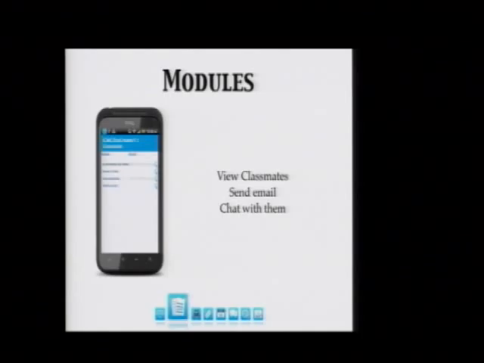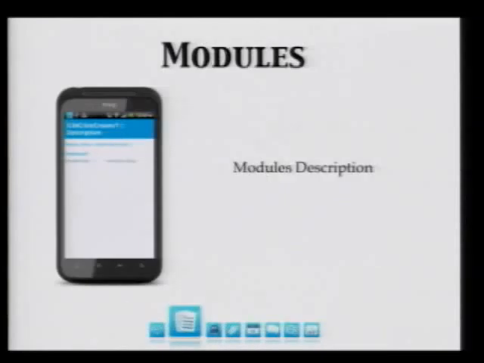Then we move on to the classmate, where students can get the contact information of other students so that they can contact them. From here, they can just click on the email link to send out an email, or click on the chat function, which will enable the chat function of our application. Next is the module description page, which will show the lecturer's contact information and other module description if there is any. Next is the forum post, just to view the latest forum posts and messages.